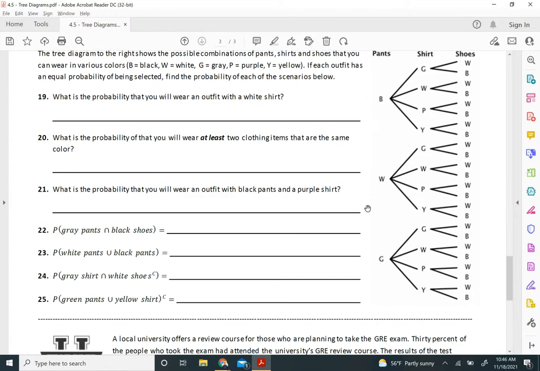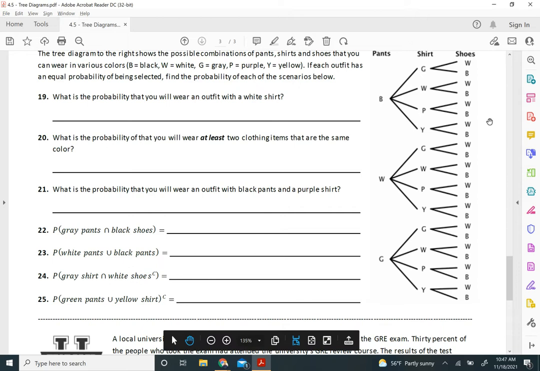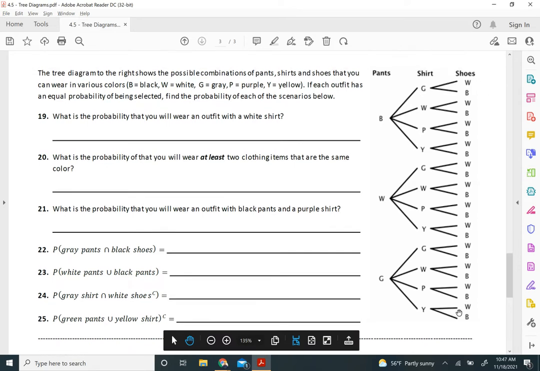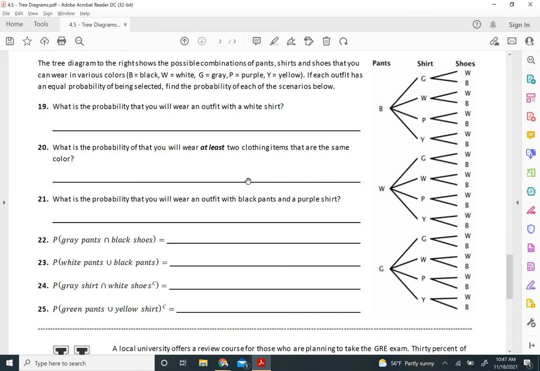Number 19 through 25 is just like the first part that we talked about yesterday or the day before, depending on what class you're in. Count up the total possibilities over here first. So figure out how many total combinations of shoes and outfits, all these ending branches, and everything here is going to be divided by the total. Everything's going to be divided by how many there possibly are, and just count up how many satisfy each one.